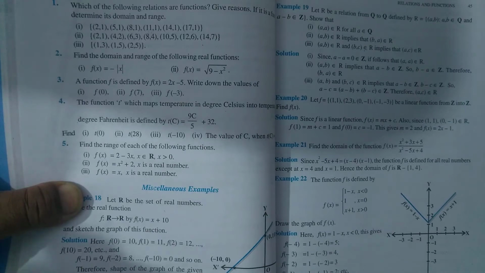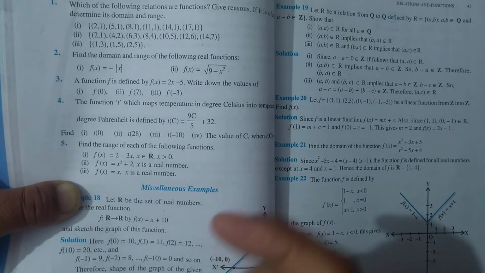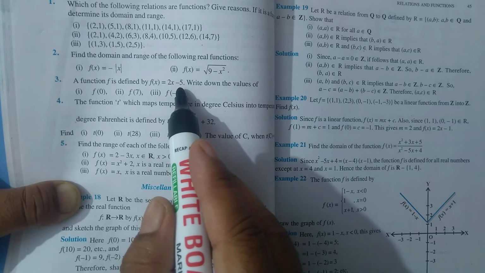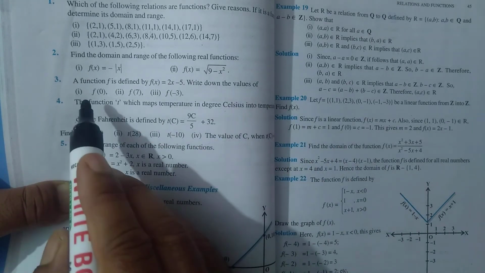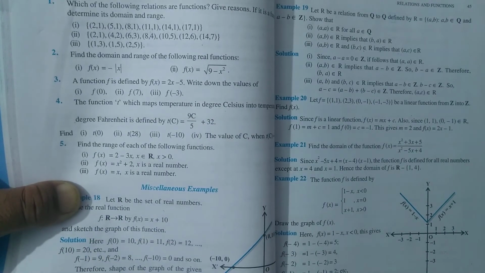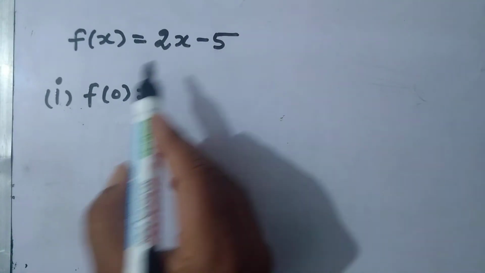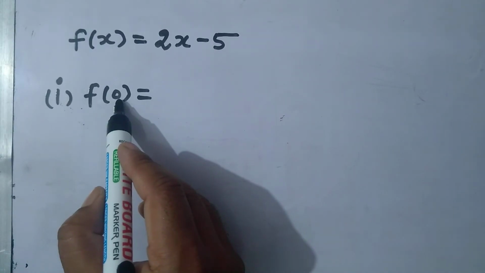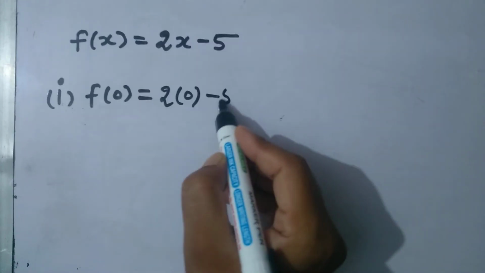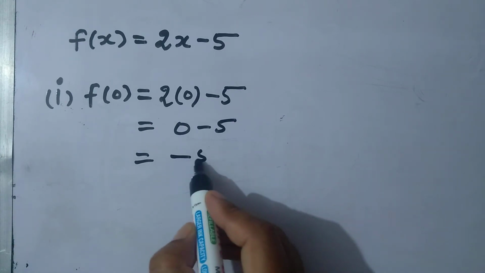Now we have the third part of the question. A function f is defined by f of x is equal to 2x minus 5. Write down the values of number 1, f of 0, number 2, f of 7, number 3, f of minus 3. So f of x is equal to 2x minus 5. First part, find f of 0, meaning put 0 in place of x. 2 into 0 minus 5, that is 0 minus 5. So the answer is minus 5.